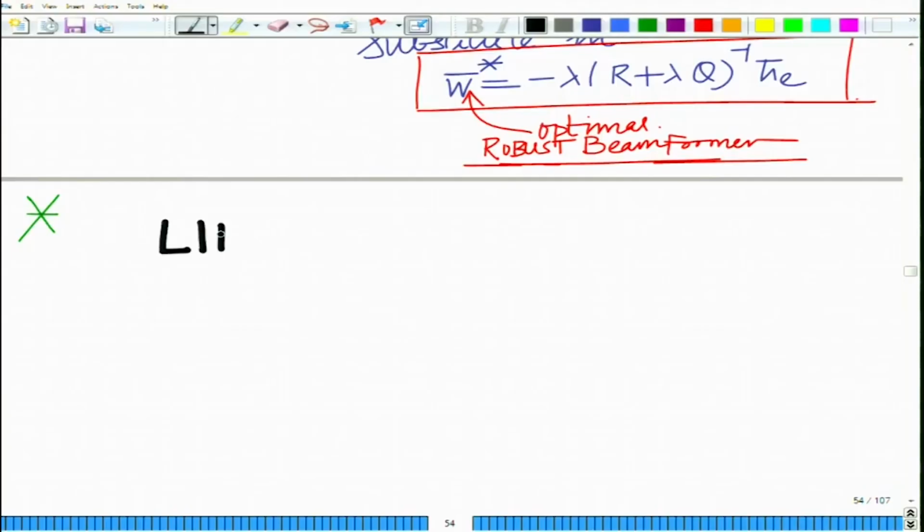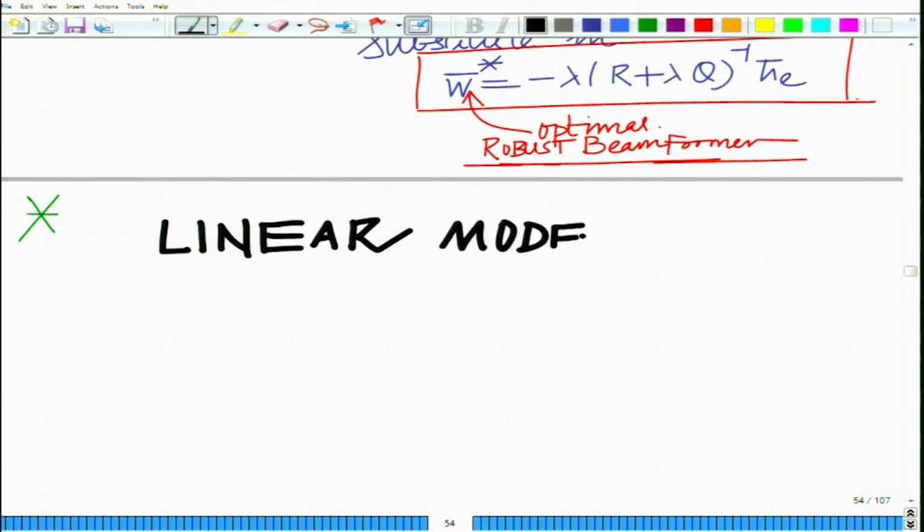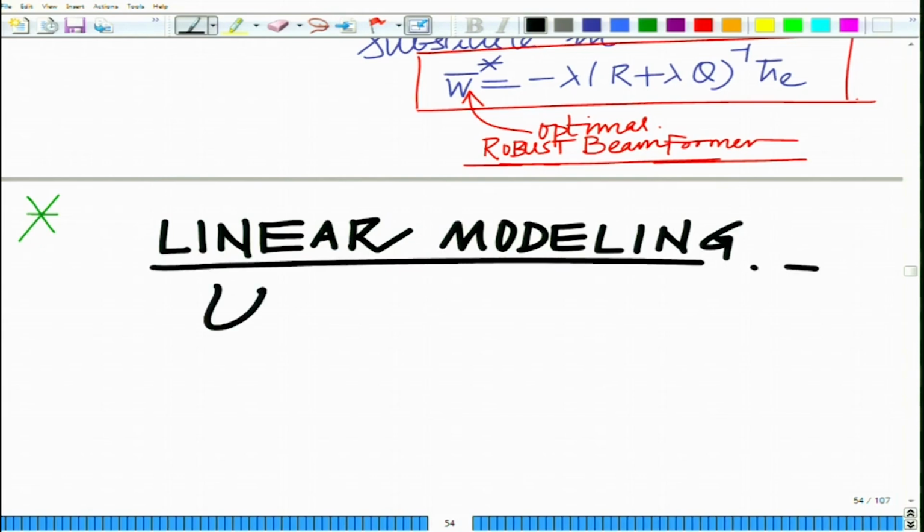So, in this module, let us look at another class of optimization problems, specifically pertaining to linear modeling and approximation, which arise very frequently in various applications across engineering, science and so on. This is a very important class of problems. Wherever you have models, frequently they are modeled as linear models. So, we have linear modeling and approximation problems.